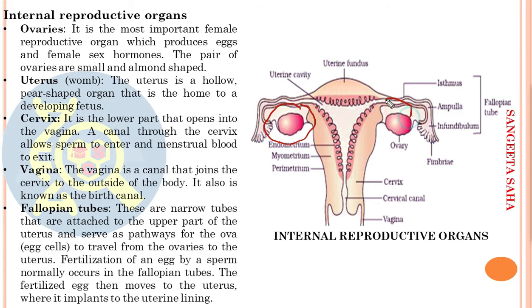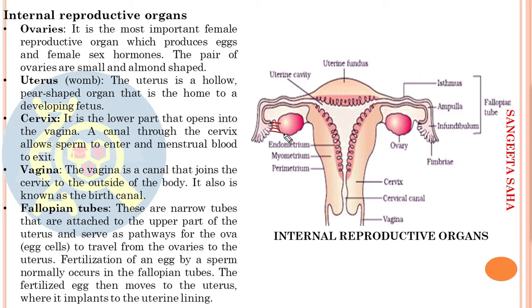Now there is one pair of ovaries present in the female reproductive system. These ovaries are held in position by some mucous folds like this one. These mucous folds are present here. They are known as mesenteries, which help the ovaries stay in their own position. These mesenteries are known as mesovarium. The ovaries are very small and almond shaped. They basically produce eggs and the female sex hormones.